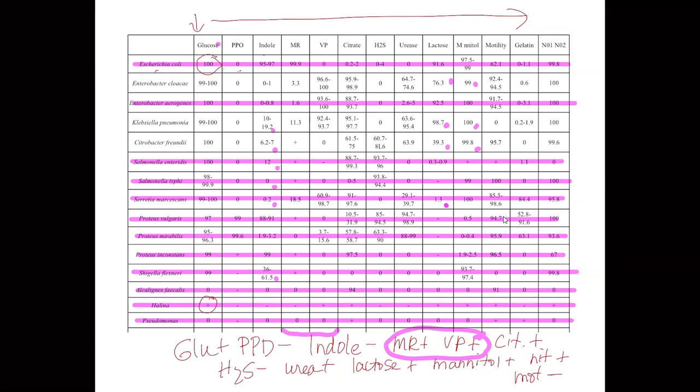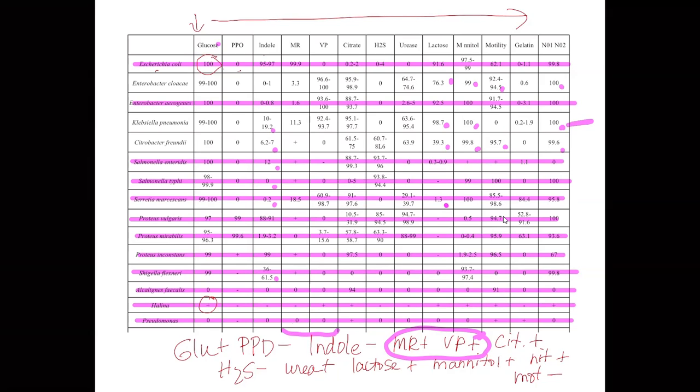Nitrate is positive, so all three of those are positive. And then motility, it's not motile. Okay, so this is motile. Okay, this is motile, and this one is not motile. So now when I go back, I just want to kind of confirm that this matches up.